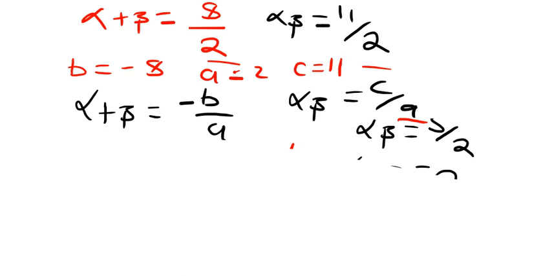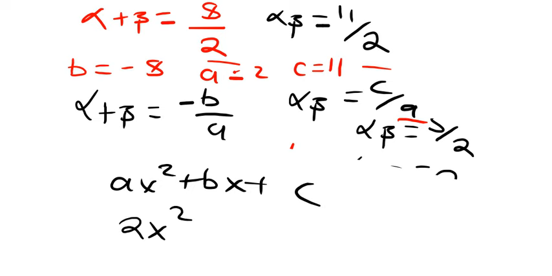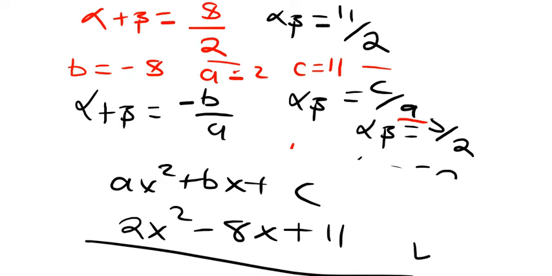Since we know what the constants are, are we not able to find the equation? We have ax squared plus bx plus c. Our a is 2, our b is negative 8x, and our c is 11. That's the new equation. So that's another form of question that you can have apart from the one we were solving. Have we understood?